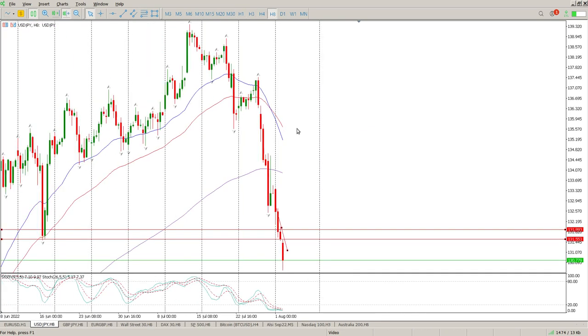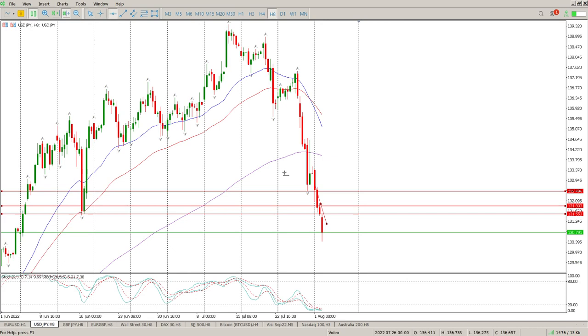Just want to pop back to the hour because there is one other level you need to pay attention to. Well, actually two. But they're both quite far away. So the first one is 132.500 and 134.00. So those are the two levels on the 8 hour that you need to pay attention to.